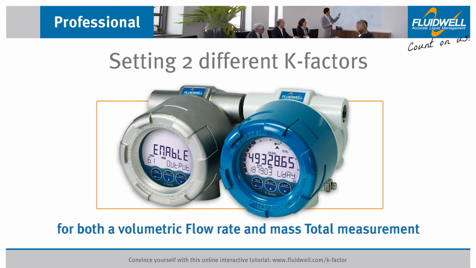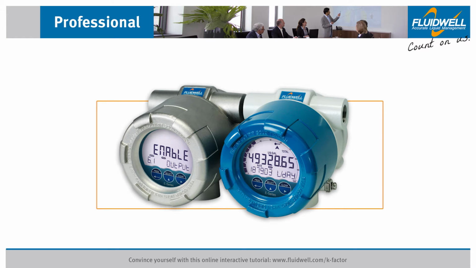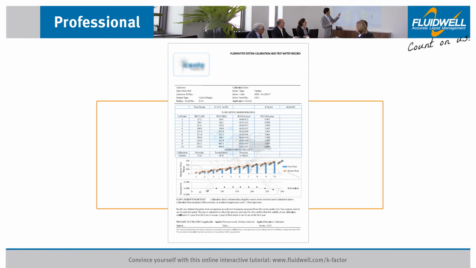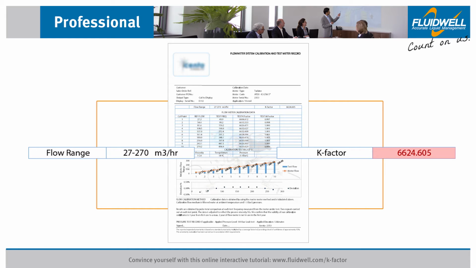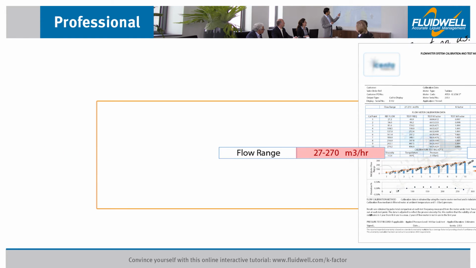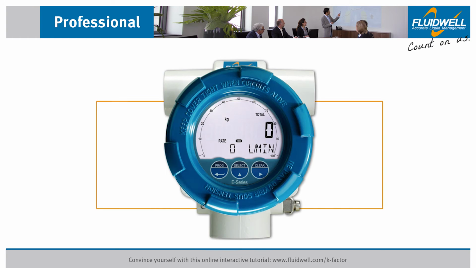The K-factor is a number that represents the amount of pulses which relates to the quantity of a material that passes the flow meter. It is also expressed as number of pulses per unit of measure. Choose the manual mode when you want the measuring unit for flow rate to be volumetric and the total to be mass, or vice versa.